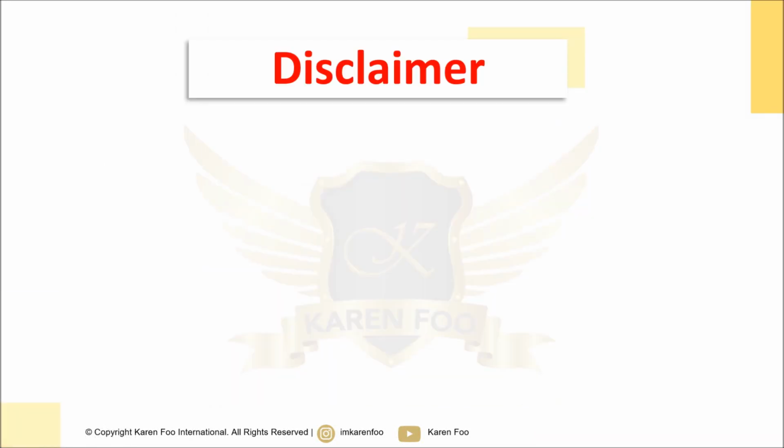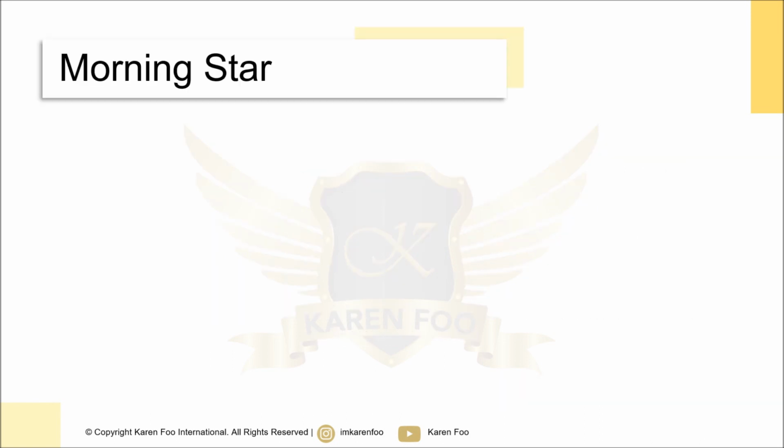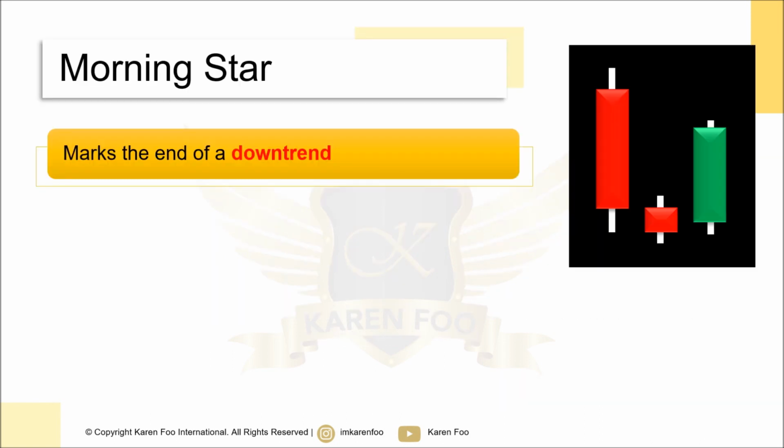So basically, what is a Morningstar? It is a pattern that looks like this. The first candle is a big red candle, followed by a small candle in the middle, and then followed by a green candle that closes above the halfway point of the first candle. Okay? This is the ideal situation.